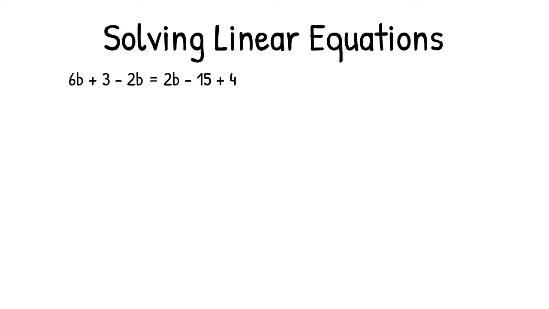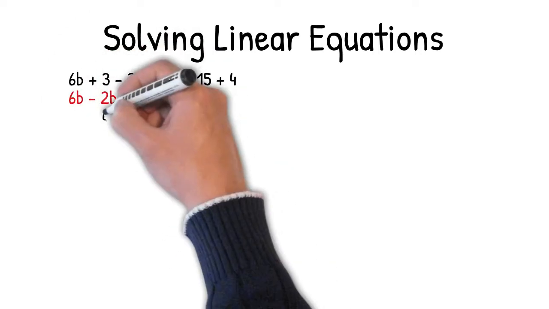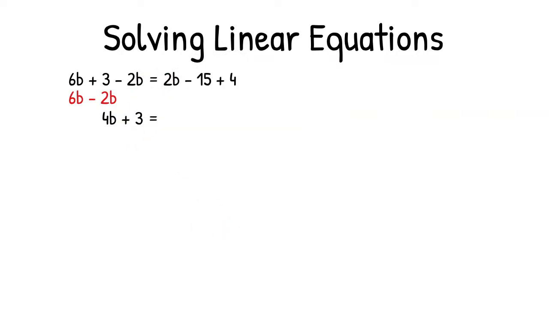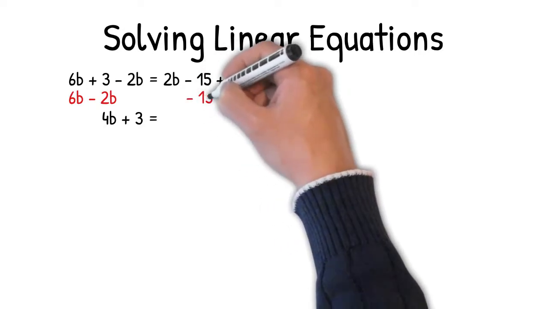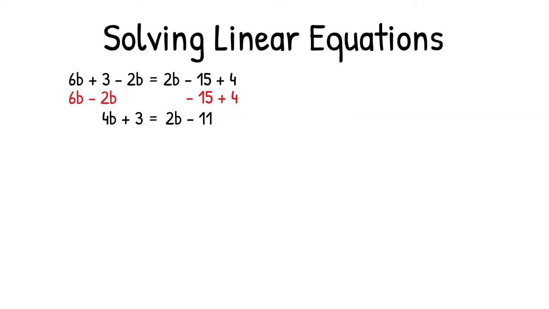Step 1. Simplify. For this equation, simplify each side by combining like terms. 6b and negative 2b equals 4b. Key in combining like terms is to look at subtraction as adding the negative. So it's not minus 2b, but it's plus negative 2b. Negative 15 plus 4 is negative 11. Step 1, simplify. Both sides are simplified. Step 1 is done.